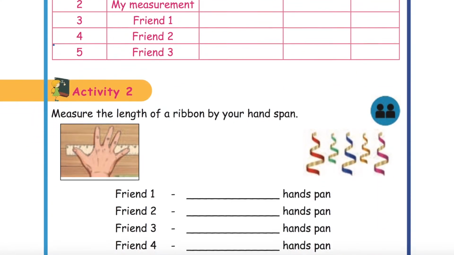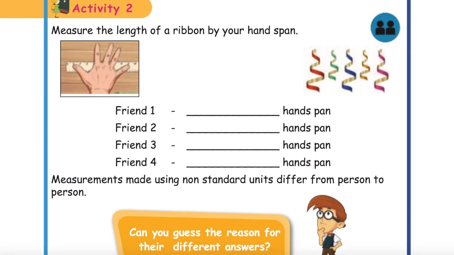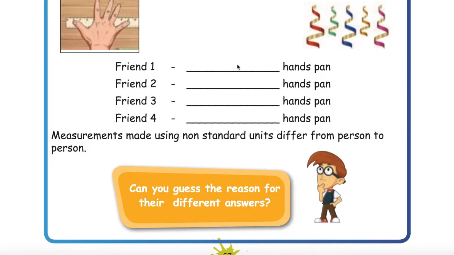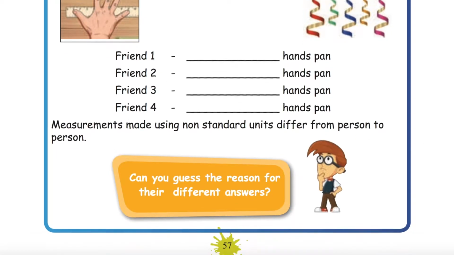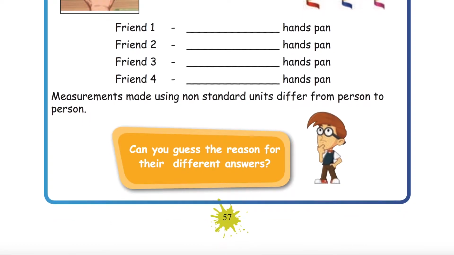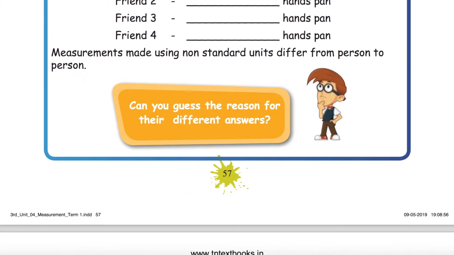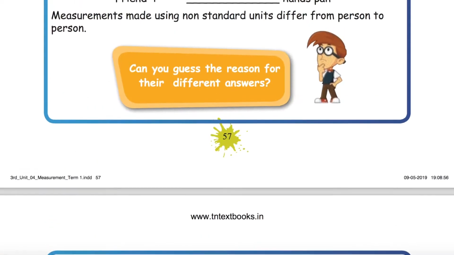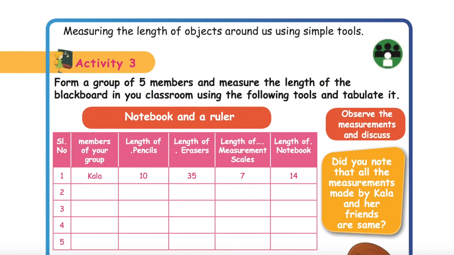Measure the length of a ribbon by your hand span. That also you can check using a ribbon, with your friends. Measurements made using non-standard units differ from person to person. Can you guess the reason for their different answers? Because everything is not unique. It varies from person to person. Height, everything varies. That is the reason.